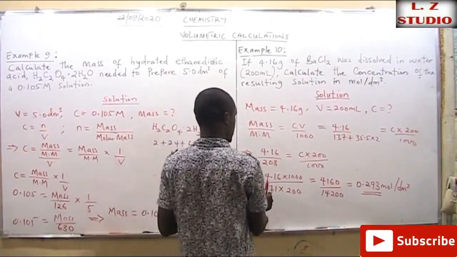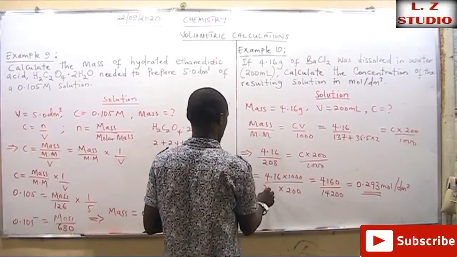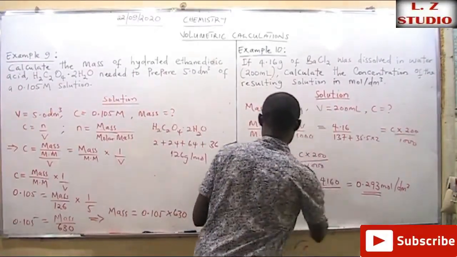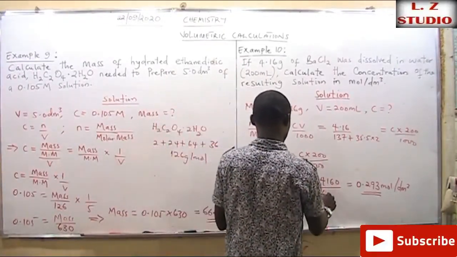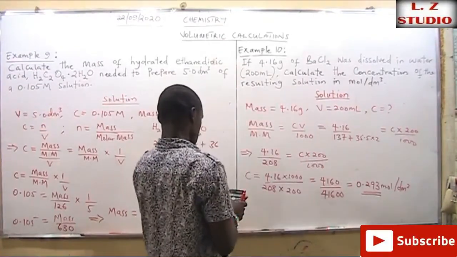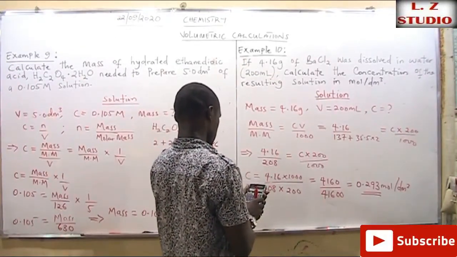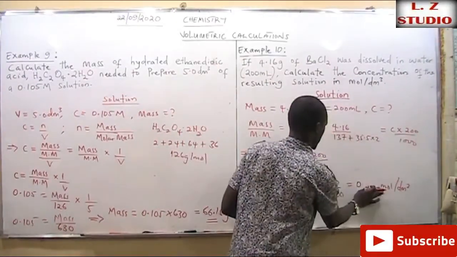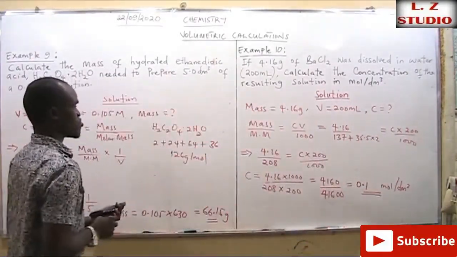Pardon me for that. So when we multiply everything here, here is going to be 208. So here is going to change also. So 208 times 200, we have 41,600. So in this case, 4160 divided by 41600, we have 0.1. Right. So that is exactly what we have as our final answer, which is 0.1 moles per dm cube.